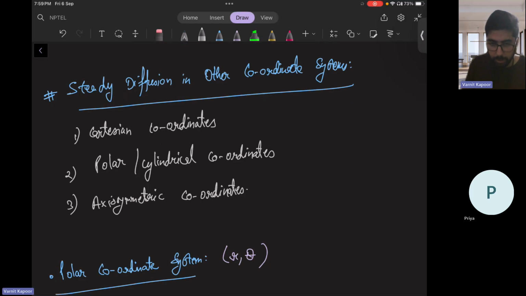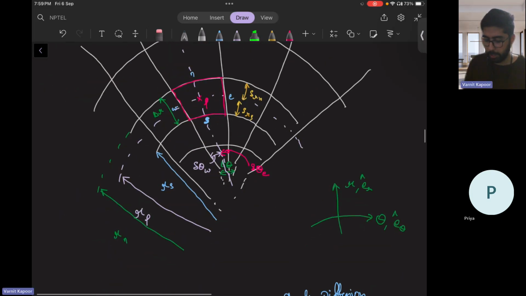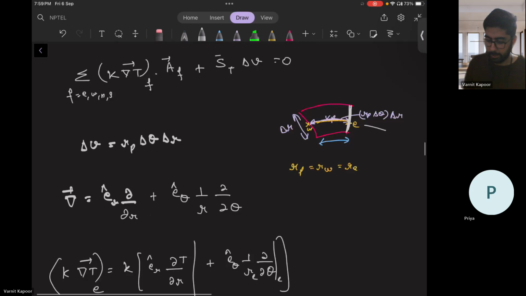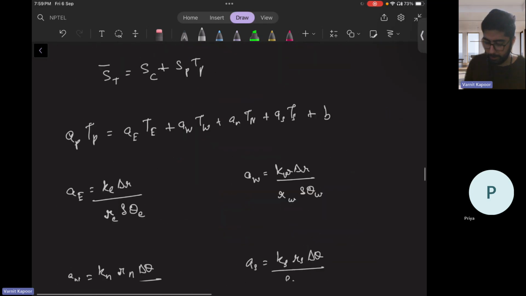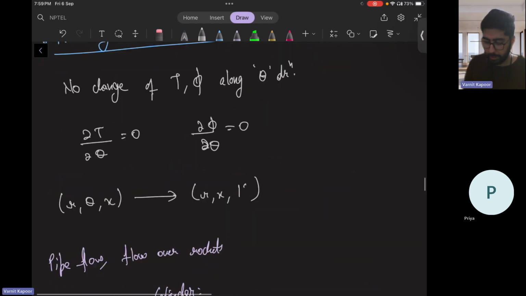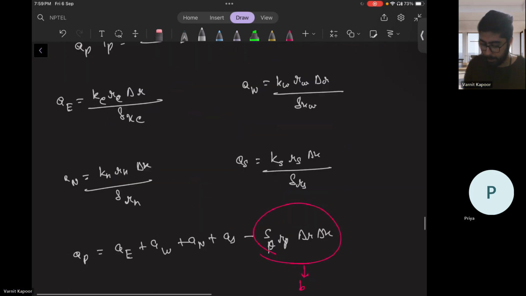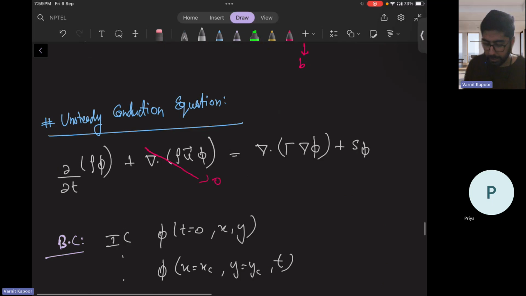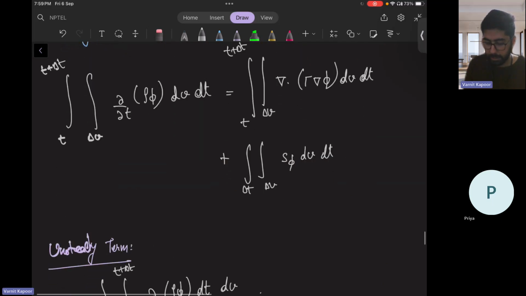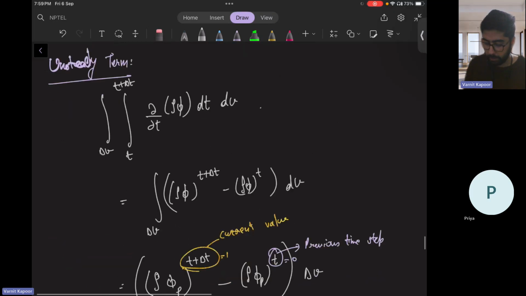And then we dealt with the coordinate systems. Cartesian we have already dealt with in previous tutorials. We dealt with the polar cylindrical coordinates or axisymmetric coordinates. So this was the polar coordinate. Then we came up with the axisymmetric coordinates, independent of the theta direction, or flow in pipes. Then we came to the unsteady conduction equation, that means it is dependent on time as well. So these are the unsteady terms.